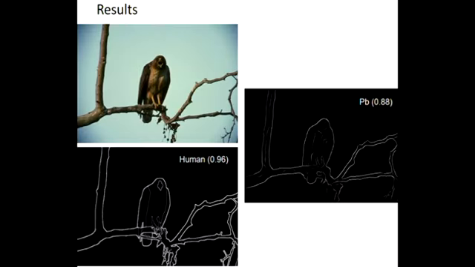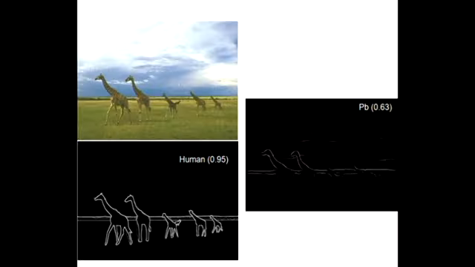Here's another one. This is relatively easy because you've got the bird and the branch against the sky, so it finds that exterior boundary really well. A person might also label the interior of the wings, although it's not as prominent, and PB detects those interiors pretty well too. This number, by the way, is called the human score. This is how consistent humans are with each other when they label the image, and this is how consistent the PB algorithm is with the humans. So a higher number is better.